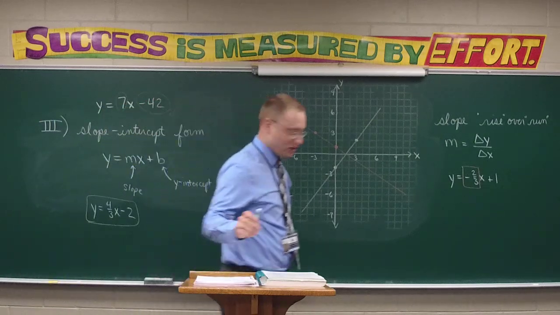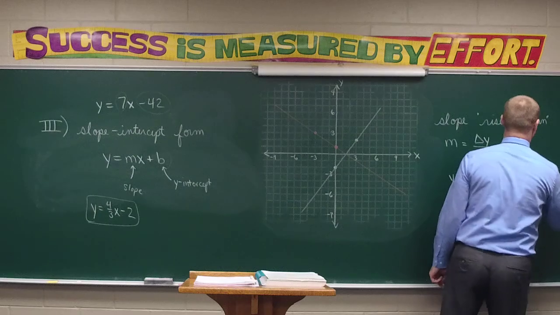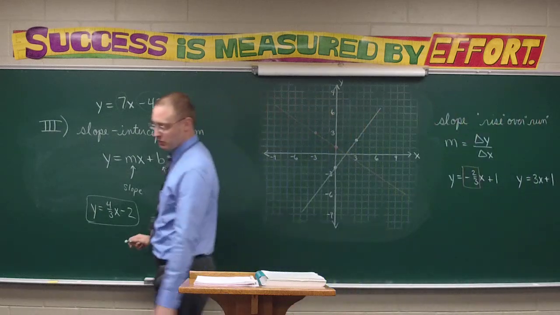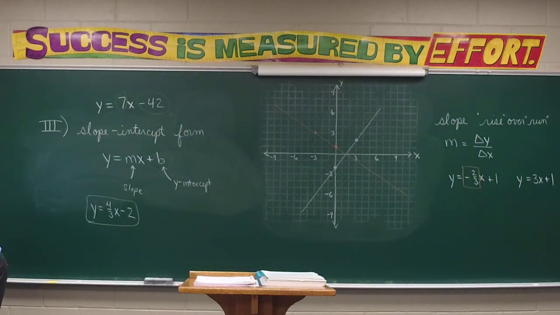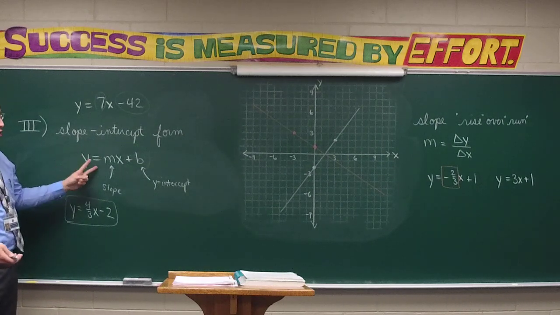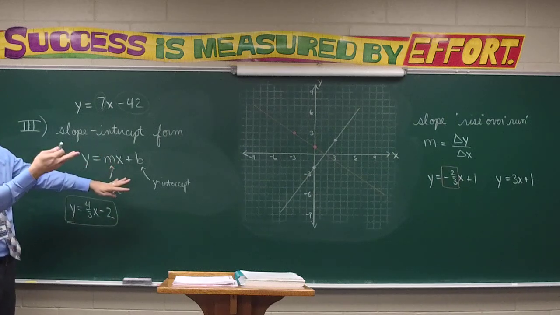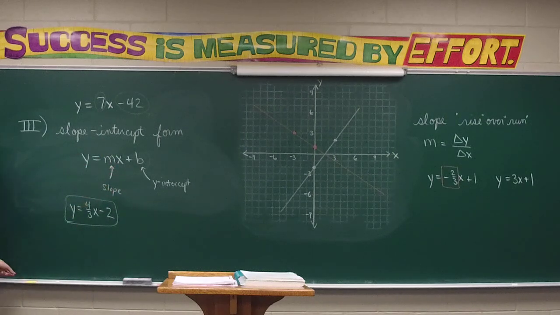Let's do another one. Y equals 3x plus 1. Let me make sure I'm not getting off the camera here. Once again, we want to graph the equation. We've got y equals x term, 3x, constant, positive 1. But we're going to start by plotting the y-intercept.